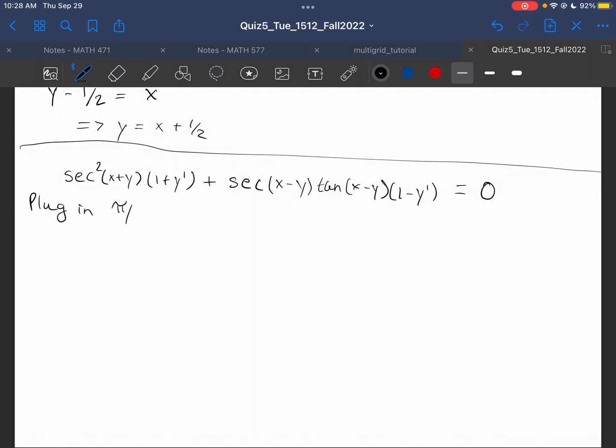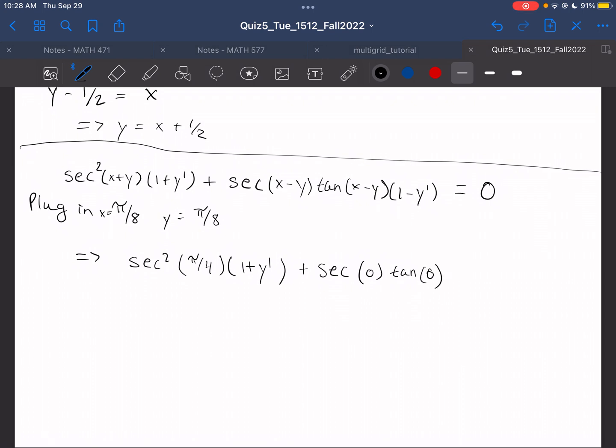Plug in pi over 8, x equals pi over 8, and y equals pi over 8. So that gives us secant squared of pi over 4 plus 1 plus y prime plus secant of 0 tangent of 0 times 1 minus y prime equals 0. So tangent is sine over cosine, which then tangent of 0 would be sine of 0 over cosine of 0, which is just 0. So then this term equals 0.